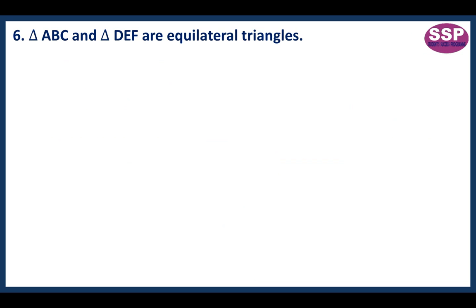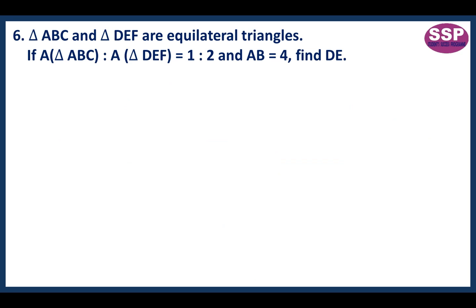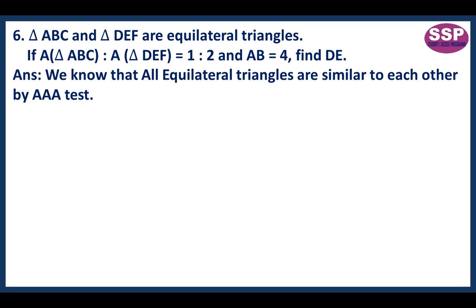Sixth problem. Triangle ABC and triangle DEF are equilateral triangles. If ratio of area of triangle ABC and triangle DEF is equal to 1:2 and AB equal to 4, find DE. Solution. We know that all equilateral triangles are similar to each other by AAA test, by theorem of areas of similar triangles.